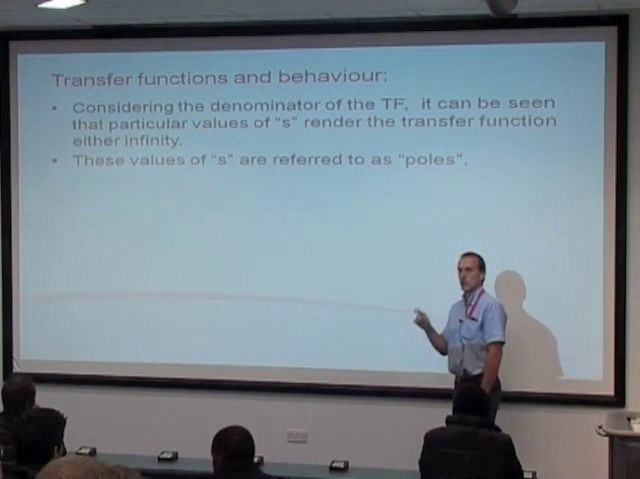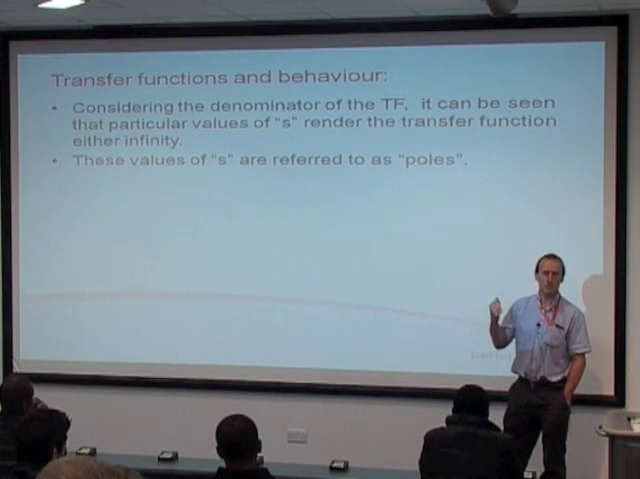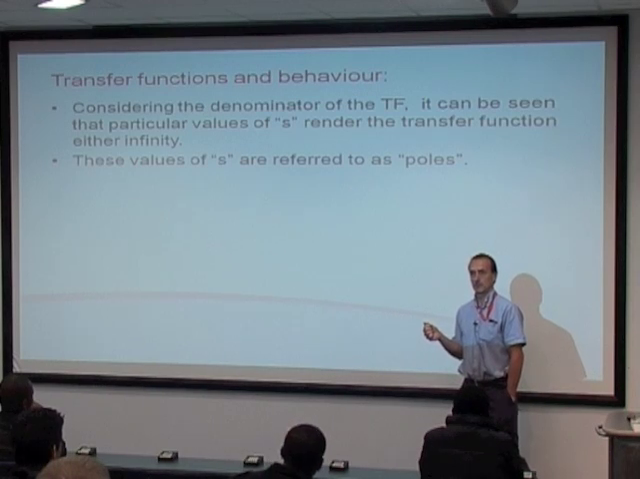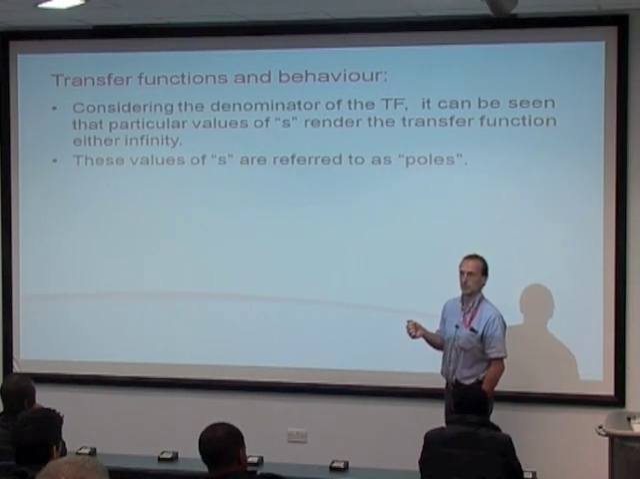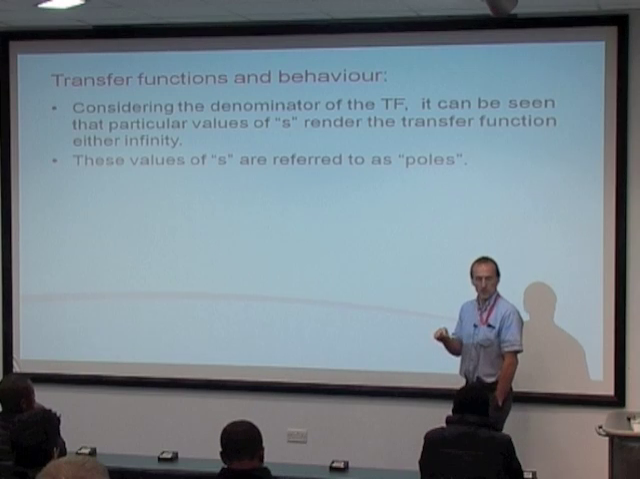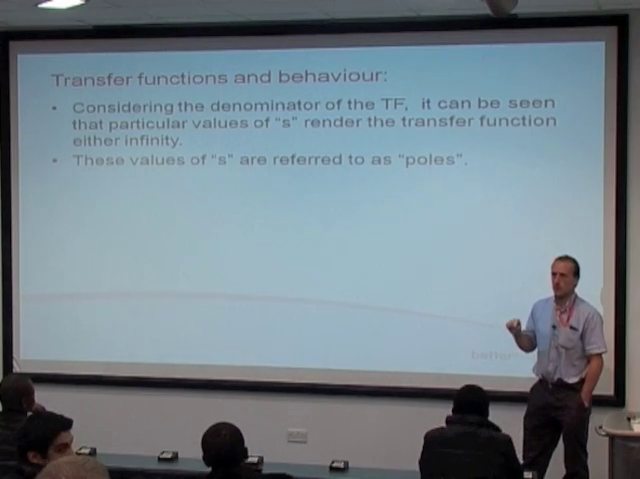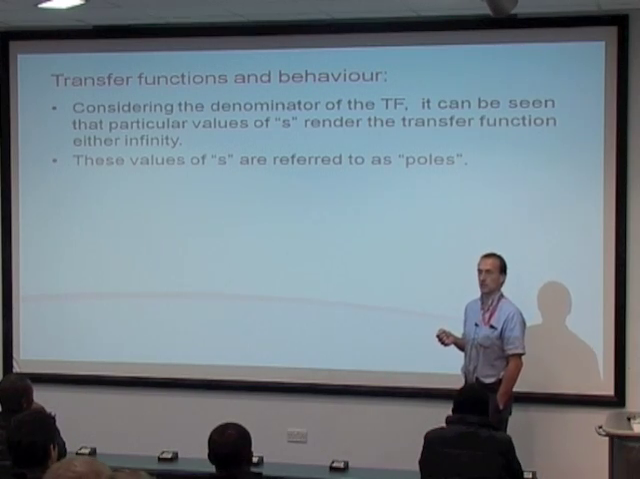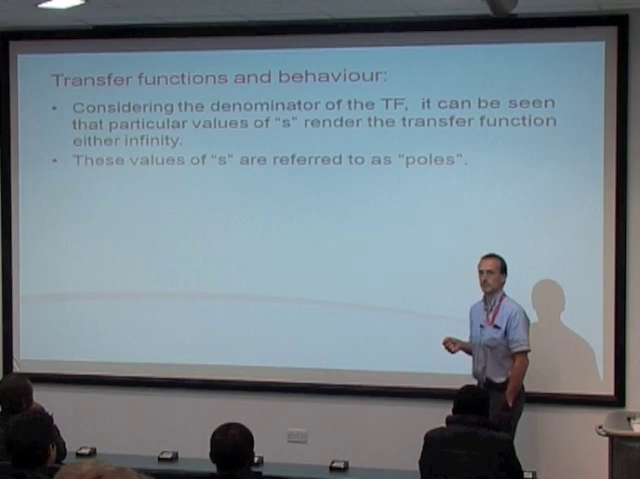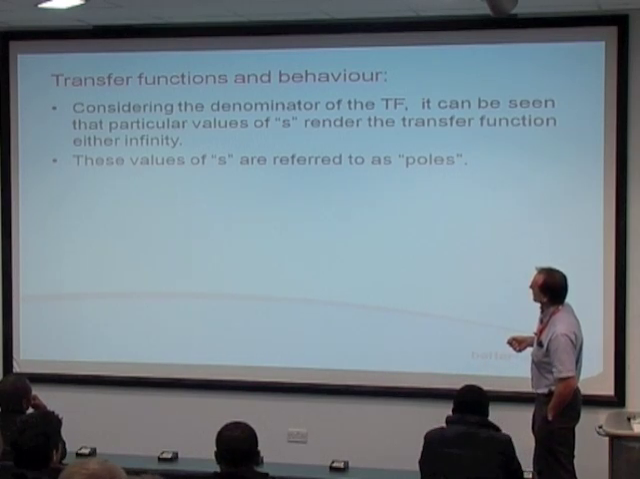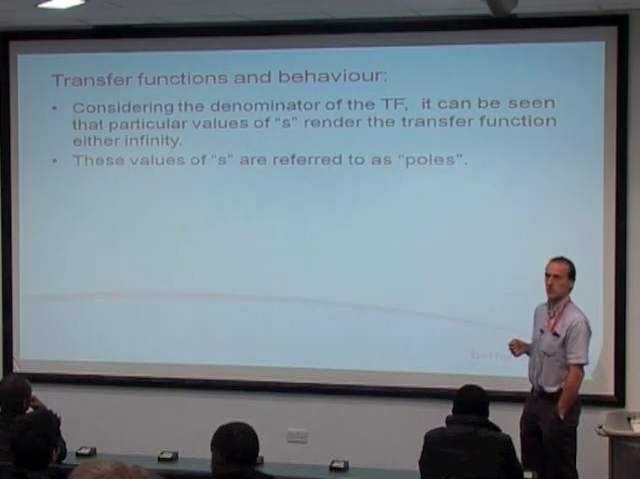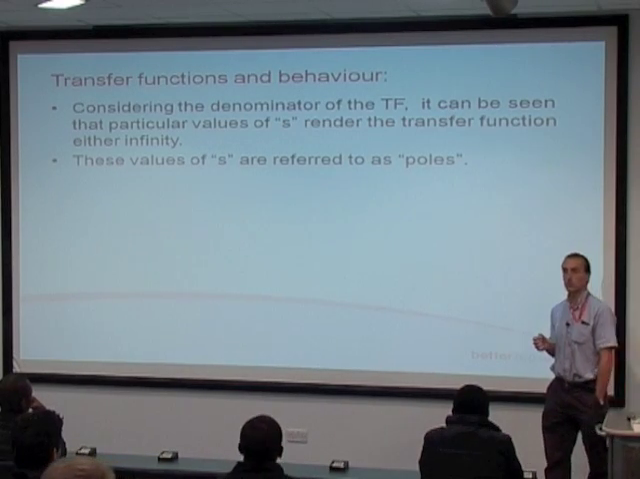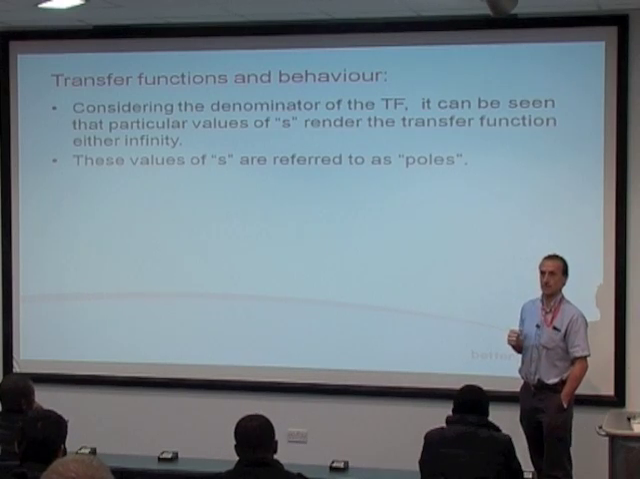Okay, and if the denominator is 0, what happens to the overall transfer function? Something over 0. It's infinite. Okay, so the key point being there are particular values of s that will make my overall transfer function infinitely large. These values of s are referred to as poles. The system has as many poles as it does powers of s.